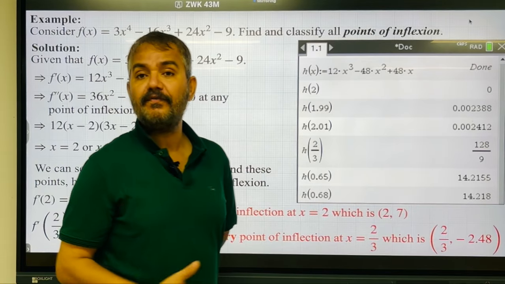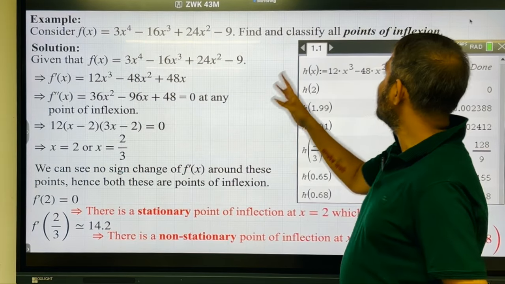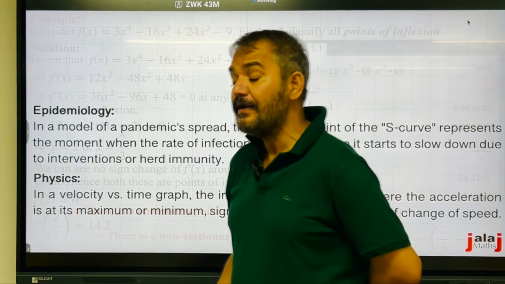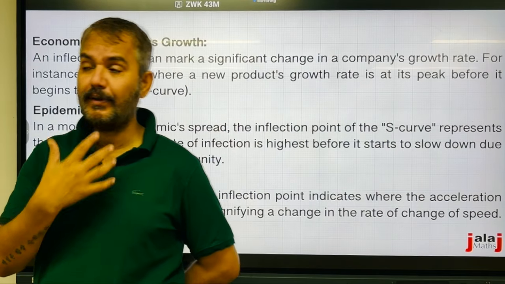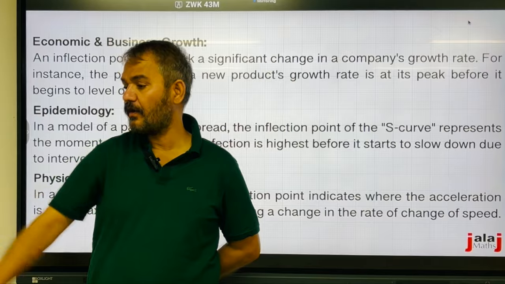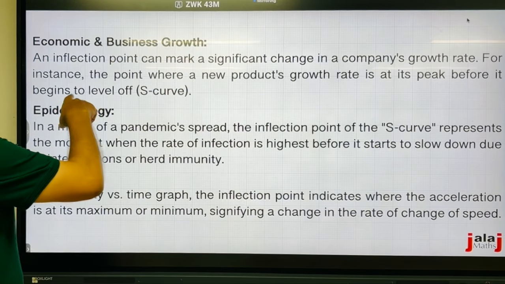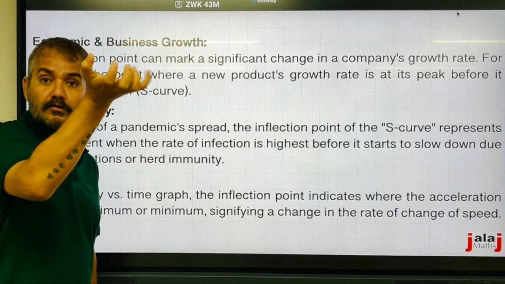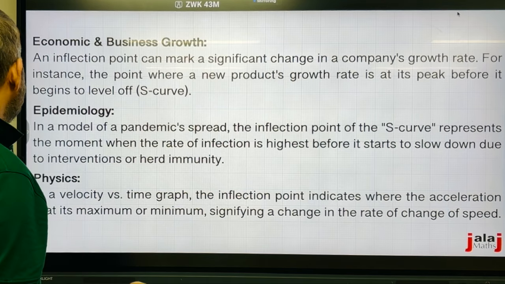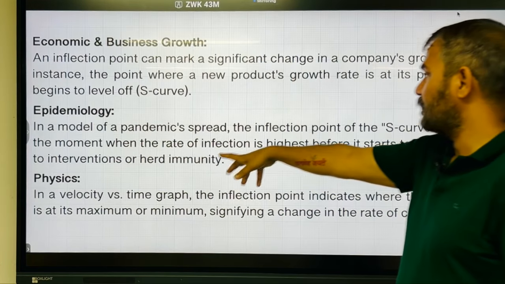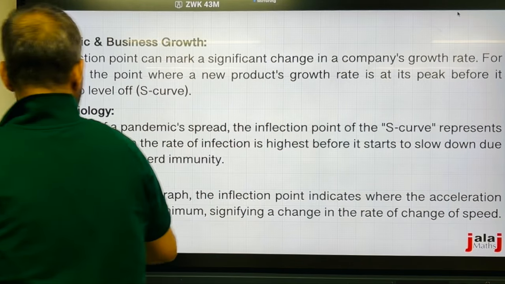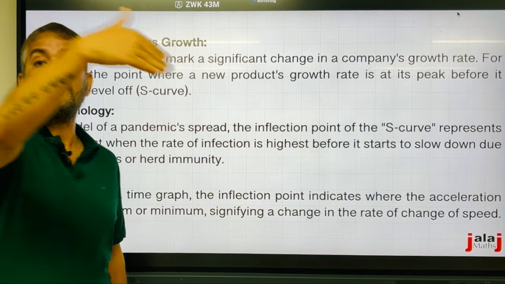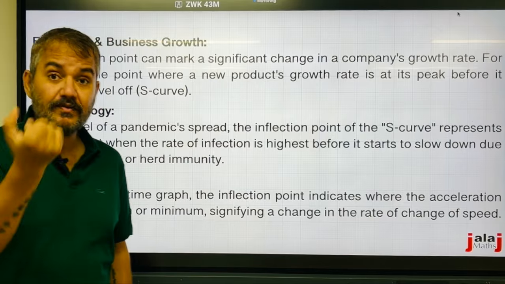So this is how you can find a point of inflection and find its nature, or classify it. Point of inflection is widely used in so many areas. In economics, in business growth, an inflection point can mark a significant change in a company's growth rate, so the highest growth or the lowest growth we can find. In epidemiology, we can model a pandemic spread using it. In physics, when you have a velocity versus time graph, we can see when the acceleration is highest or lowest, because acceleration means the second derivative.